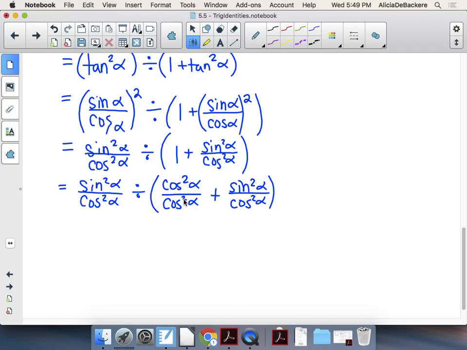So cos squared over cos squared of alpha is going to be equal to 1. Just replace that. That's the same as saying, if you take 2 and you divide it by 2, that's equal to 1, right? As long as it matches top and bottom, you're going to get 1.